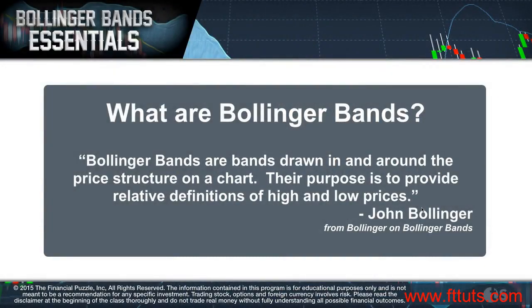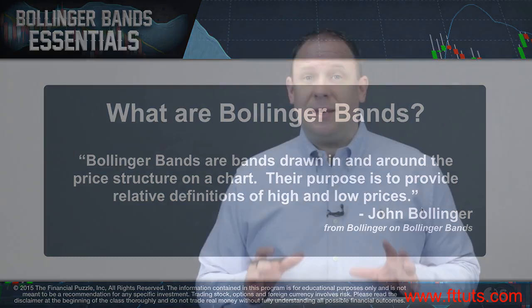In describing Bollinger Bands, he says, Bollinger Bands are bands that are drawn in and around the price structure of a chart, and their purpose is to provide a relative definition of high and low prices. That is a great description and definition of what the Bollinger Bands are. They overlay on your chart and they provide a framework around which a relative structure gets built. Oftentimes when we talk about charting a stock, we talk about building a framework. It's the first step in charting a stock. Well, the Bollinger Bands do that for us, and that's why we really use them so much, and that's why they're such a great tool.